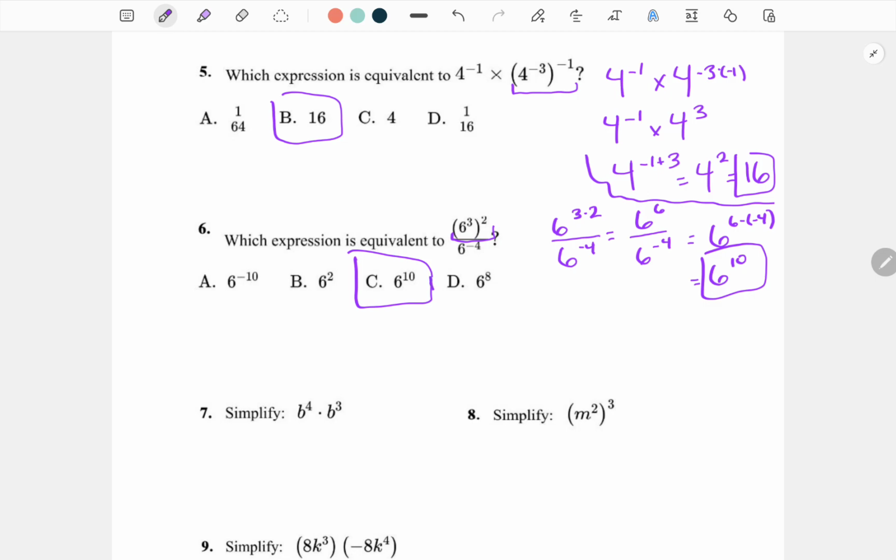All right, going down to 7. If I have a variable, I'm going to keep that variable as a B. And then this is a product, so I'm going to add the exponents. 4 plus 3 gives me 7. So it's just B to the 7th. And then with a power to a power, I'm going to multiply. 2 times 3 gives me 6.